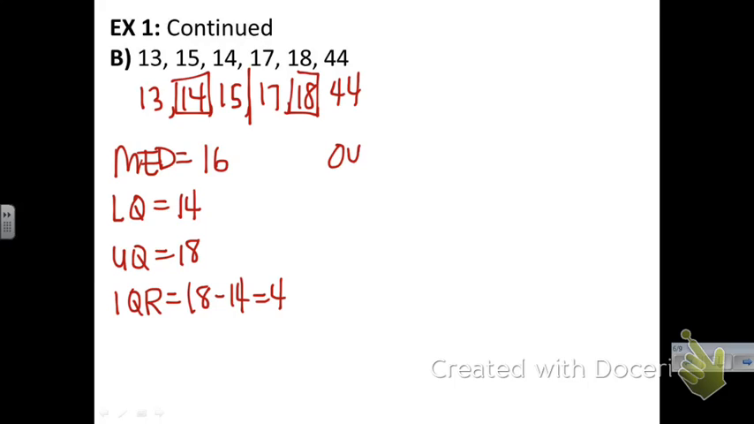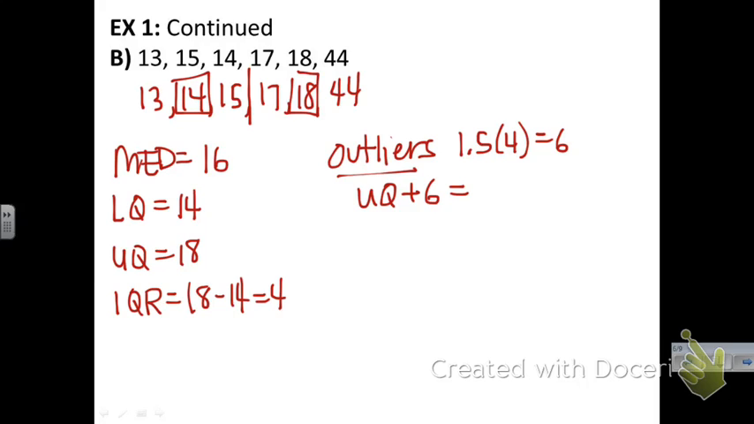Then we're going to try to find out if there are any outliers. Okay, so to find out if there are any outliers, we take 1.5 times 4, which is 6. We're going to take this value and we add it to the upper quartile. So we take 18 plus 6, that's 24. We're going to look and see if there are any values above 24, and yes, there is. It's 44. Then our lower quartile, we're going to subtract 6, so 14 minus 6 is 8.